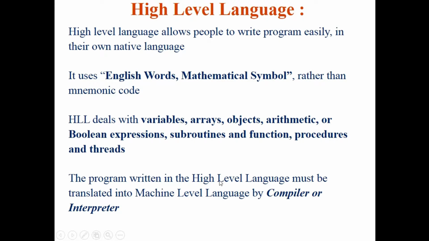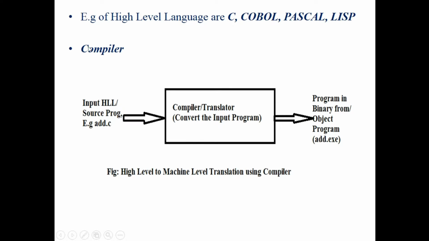So what we should have in between these two is something which will translate the high level language into the low level language, that is, machine language. These translators are called compilers and interpreters. Examples of high level languages are C, Cobol, Pascal, Lisp.